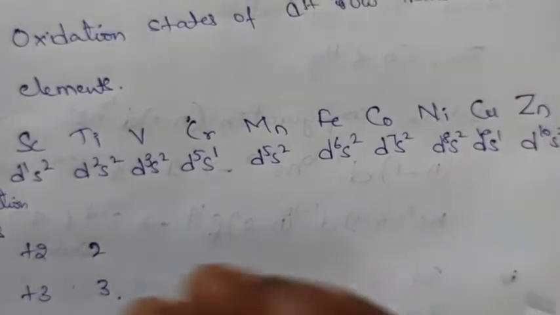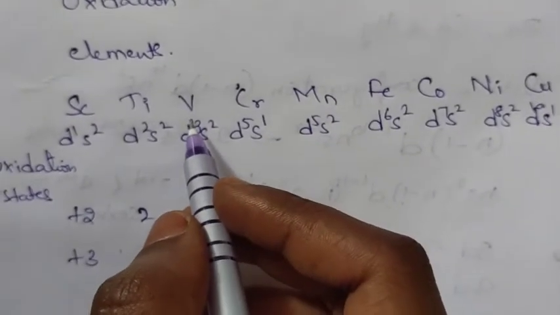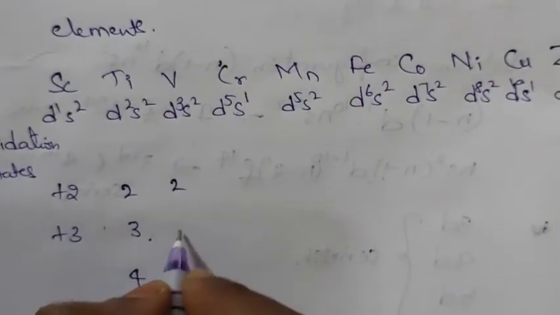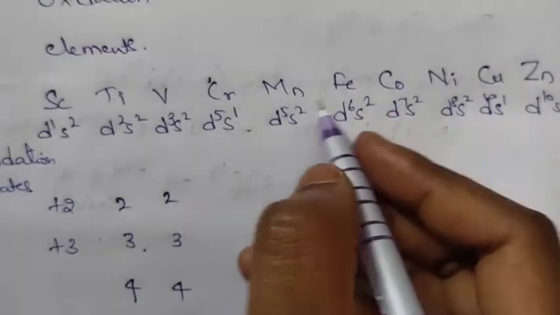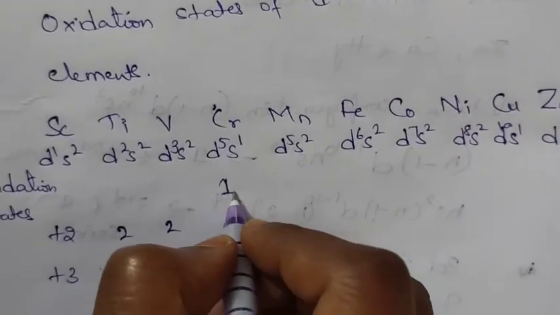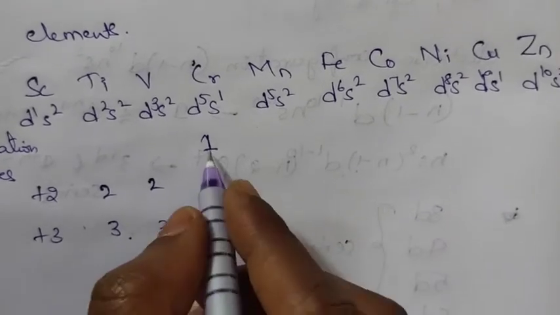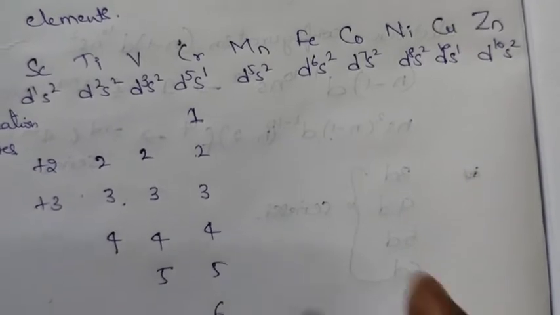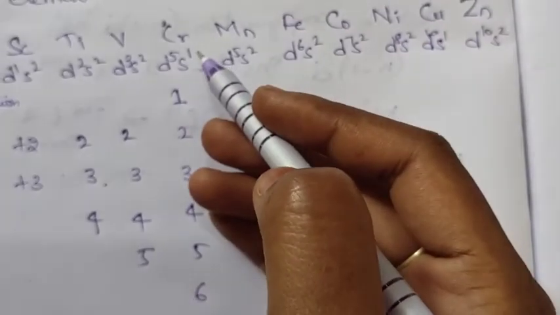Now we will see the oxidation states. Coming to vanadium, it has a total of 4 variable oxidation states: 2, 3, 4 and 5. Now chromium, in this chromium we have +1 oxidation and it exhibits up to 6: 1, 2, 3, 4, 5 and 6. These are the oxidation states of chromium.